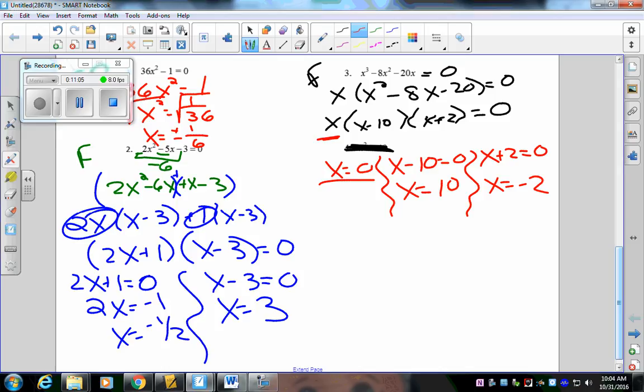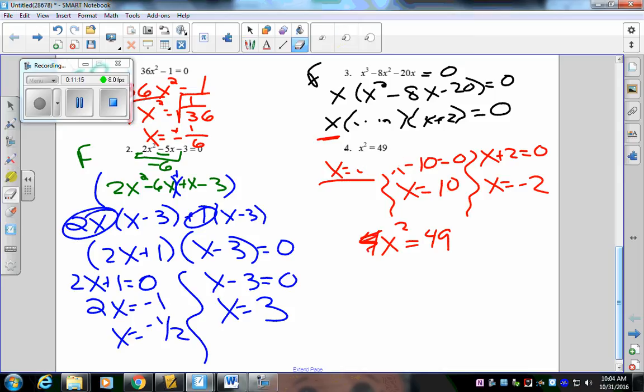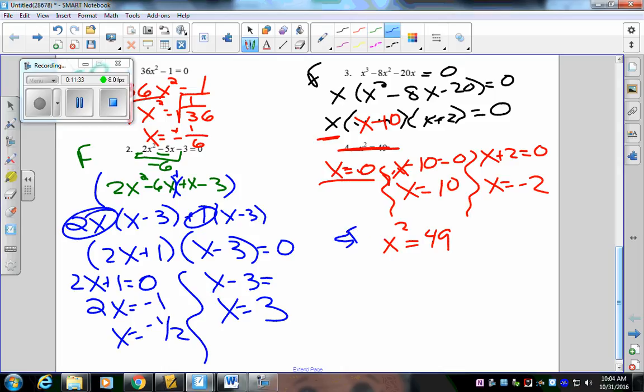All right, the last one was 4x squared equals 49. Or was it just, I think it was just x squared, sorry. Yeah, just x squared equals 49. Okay, sorry, let me fix my writing. So this one, guys, not factor, square root it. And it's already isolated, so literally just square root it. So x equals plus or minus 7. You're done.